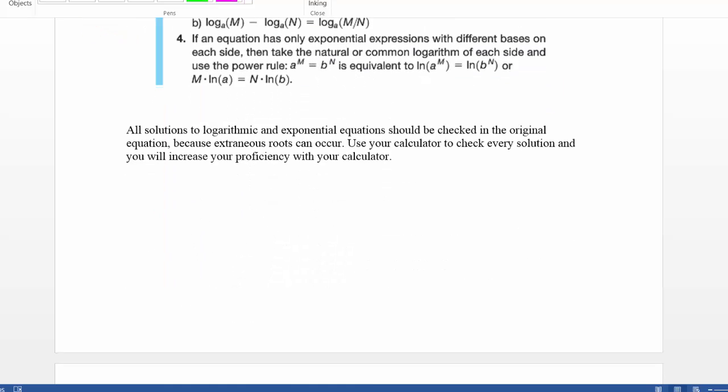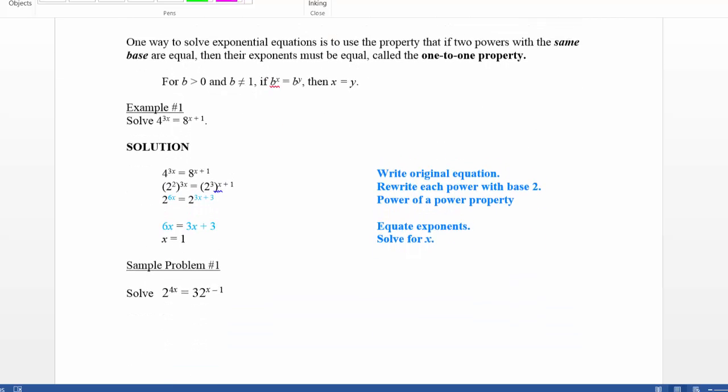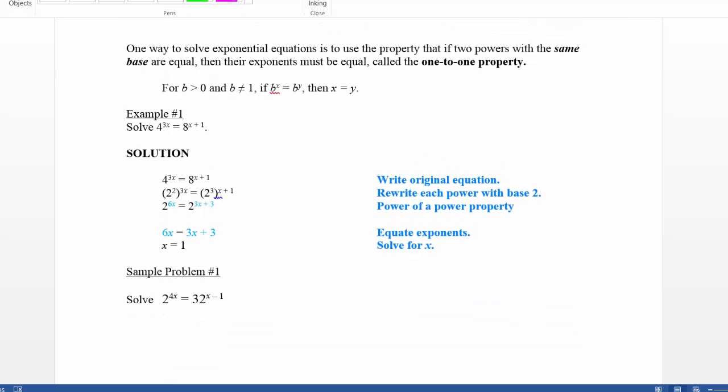So let's take a look at a couple problems here. We're going to start with exponent on each side. So basically we have an exponential equaling an exponential here. What we want to do is create a situation where they have the same base if they don't already have the same base. And when we do this, we're going to use something called the one-to-one property.